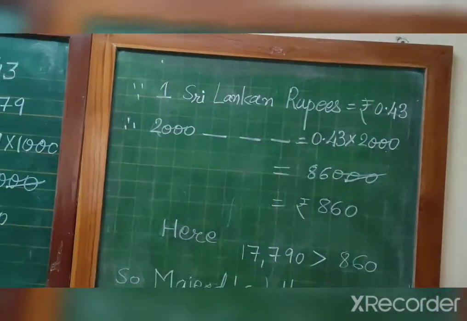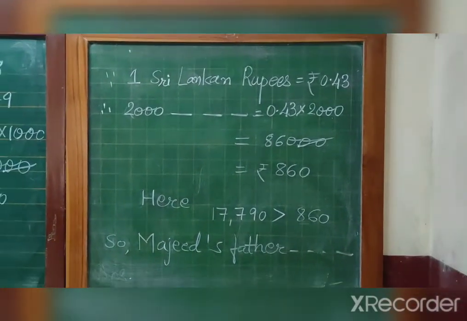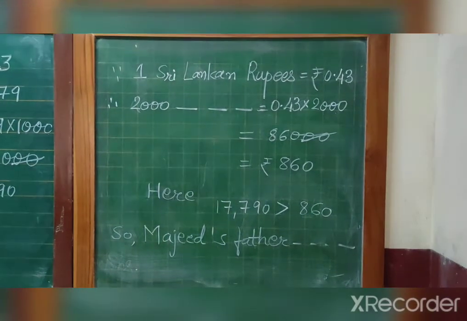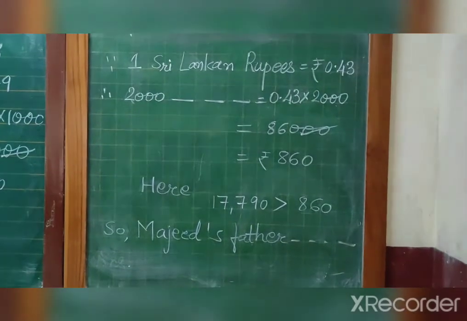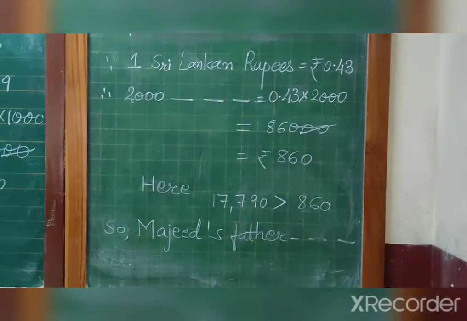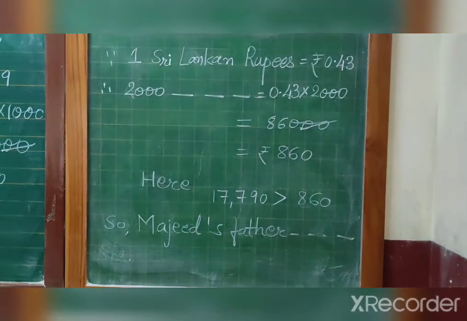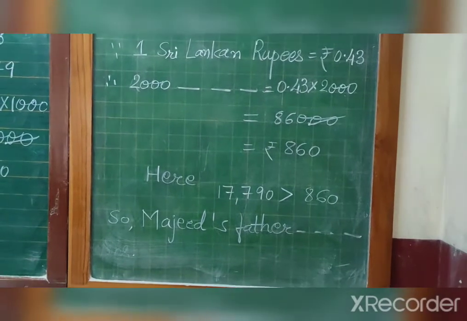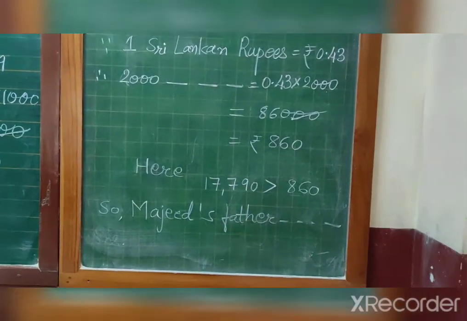Same way you will change this. 1 Sri Lankan rupee is equal to rupees 0.43 in Indian currency. So 2000 Sri Lankan rupees is equal to simple multiplication. Same way, for a moment forget the decimal. So 43 you will put as it is, and 2 3s are 6, 2 4s are 8, and before 2 digits you will put the decimal. You will get in Indian currency rupees 860.